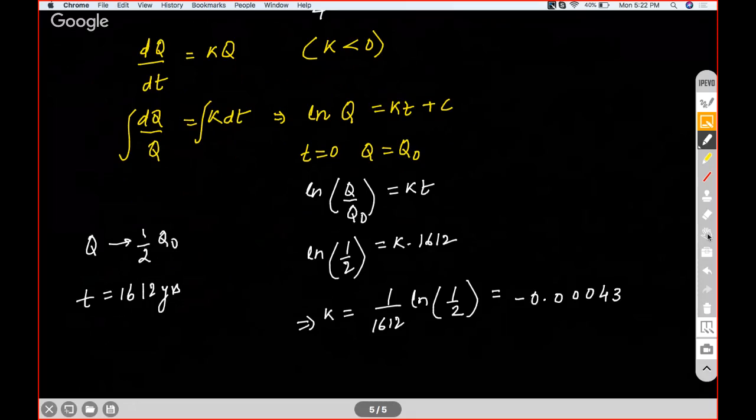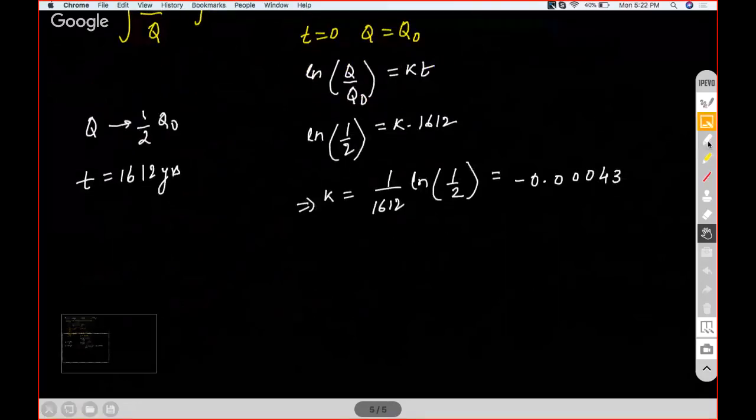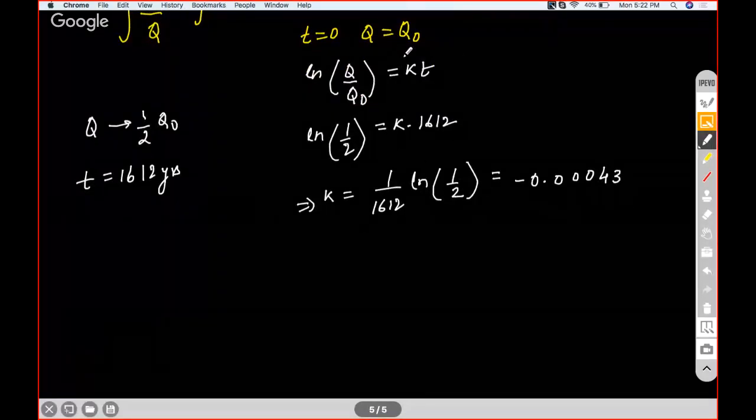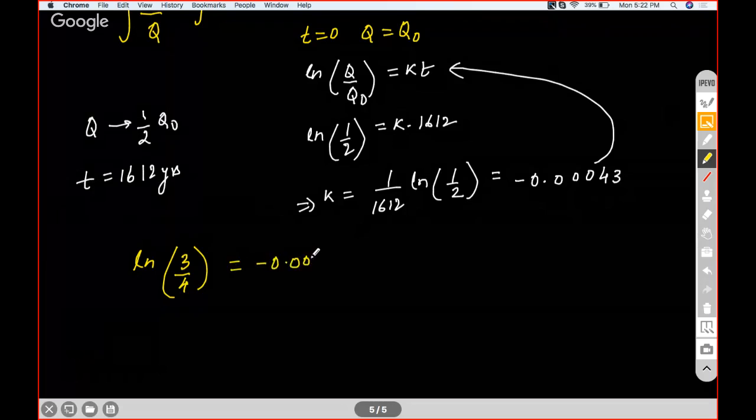Okay. Now, what is the question? The question is, what is the time that will pass? By the way, you can put this value back over here. So, ln Q by Q naught. That means you want this ratio to be 3/4, isn't it? And you need to figure out what is your t. So, t would be ln of 3/4 divided by negative 0.00043. Can you calculate this? This would be your answer.